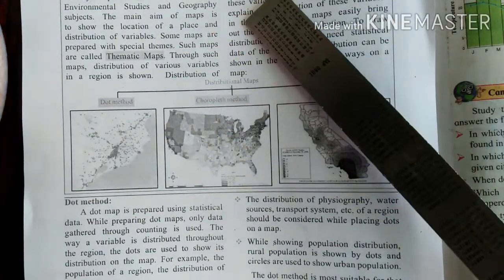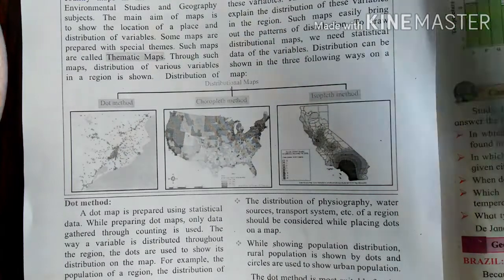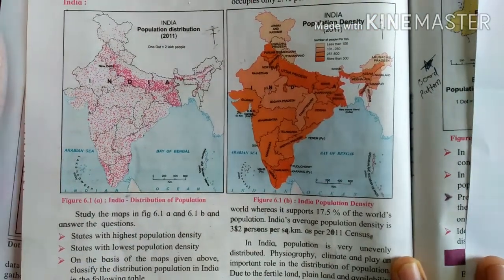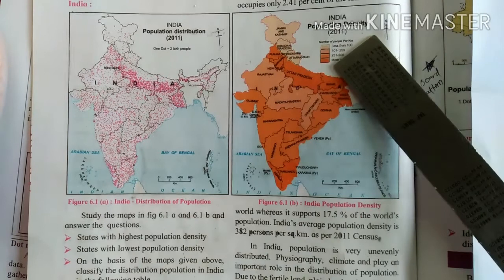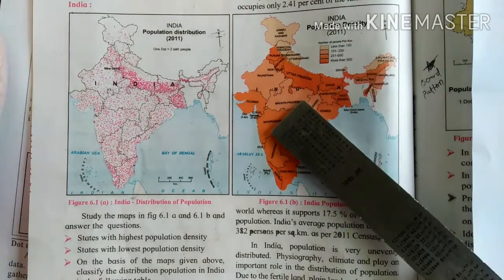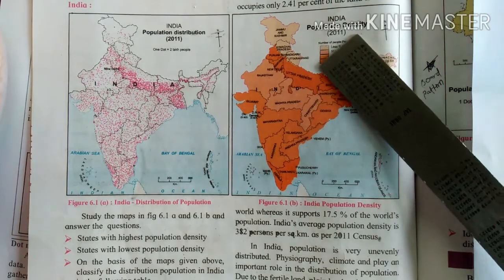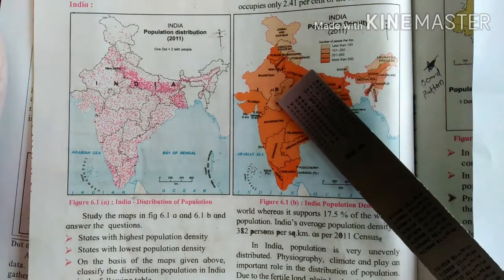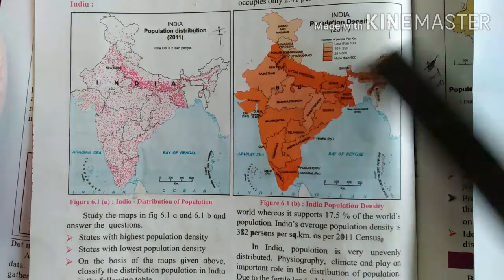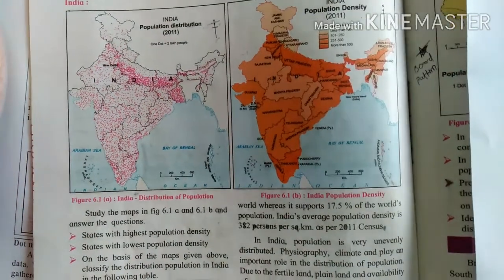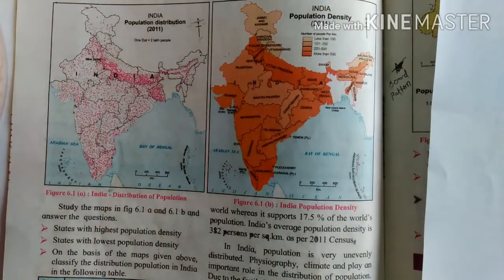Now let's move ahead. This is about rainfall we have shown. Now about population. One map I will show you. That map is of population density. The dark color shows the highest population density, and the faint color shows less population density in the country. I hope you understood it. Now let's move.